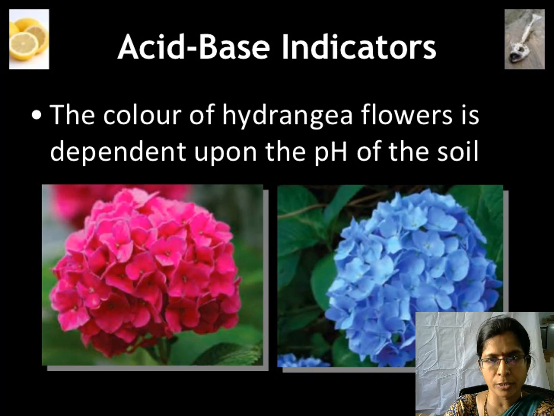Here in this slide you can see the flowers of hydrangea, which is in two colors, blue and dark pinkish in color. This color of the hydrangea flower depends on the pH value of the soil. You have heard the value pH. So you must be getting a doubt what is this pH and how it can be measured. This you will be learning in the further session.